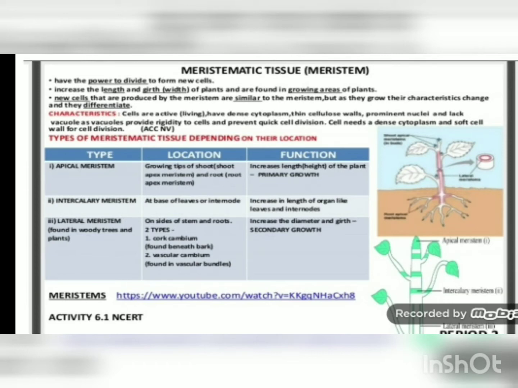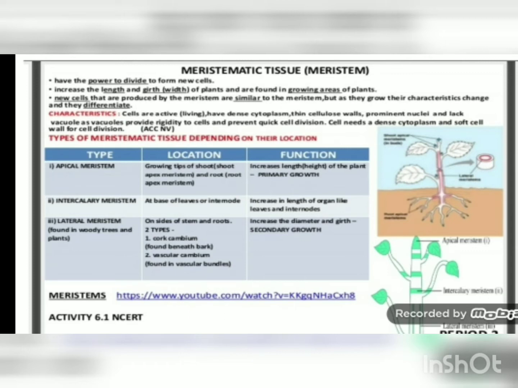First is apical meristem. This apical meristem is present on the tip of the plant and the tip of the roots, and it provides vertical length to the plant. It is responsible for vertical growth of the plant. It means the stem grows in the upward direction, whereas roots grow in the downward direction. As these meristematic tissues are present in the apex of the plant, it is called apical meristem. It increases the length of the plant, and it is responsible for primary growth.